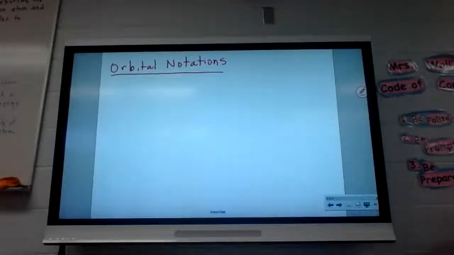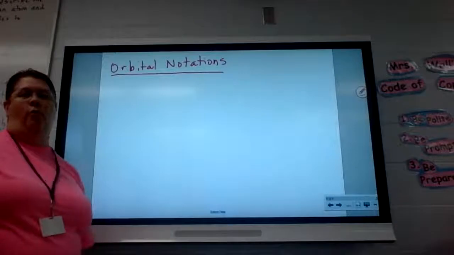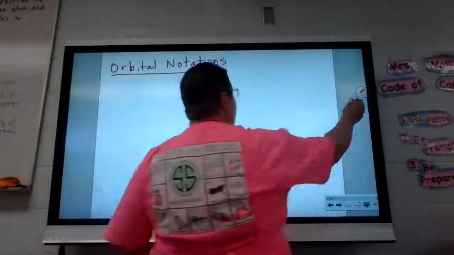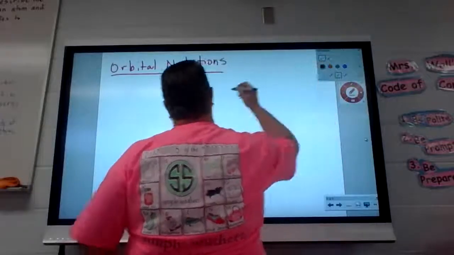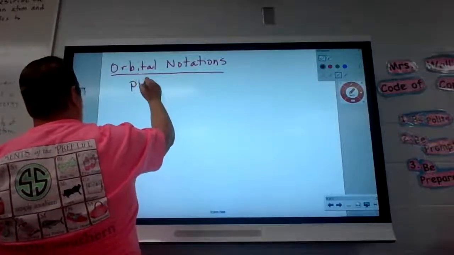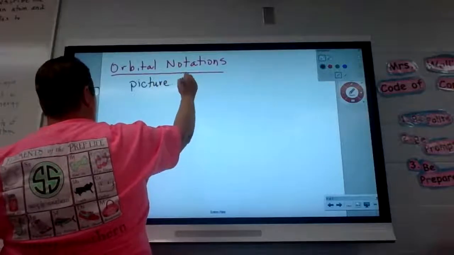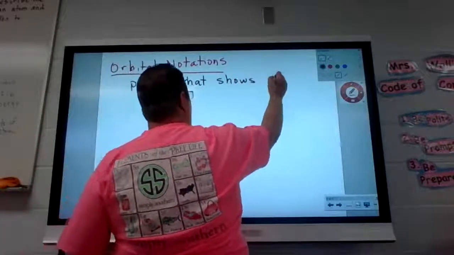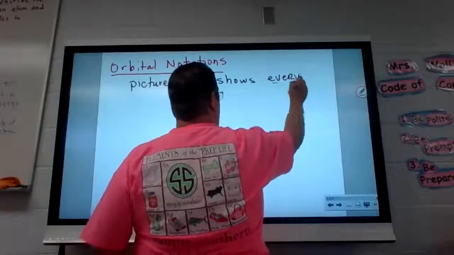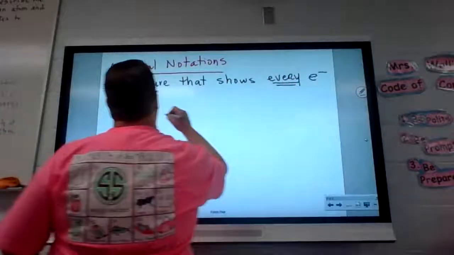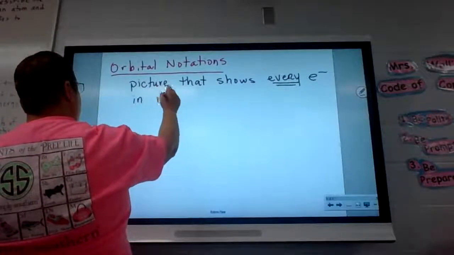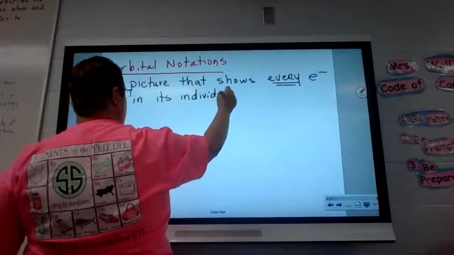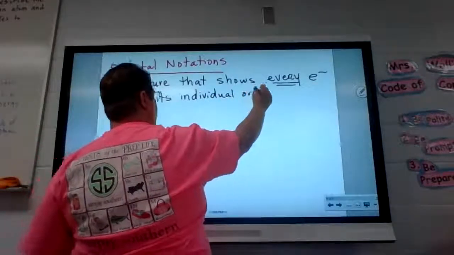Now, in order to draw an orbital notation, I also have to teach you to read a chart, okay? So, first of all, what is an orbital notation? It's a picture that shows every electron in its individual orbital.